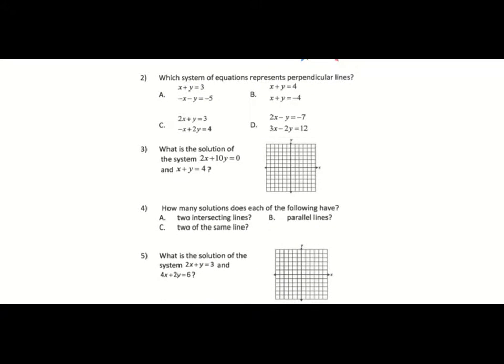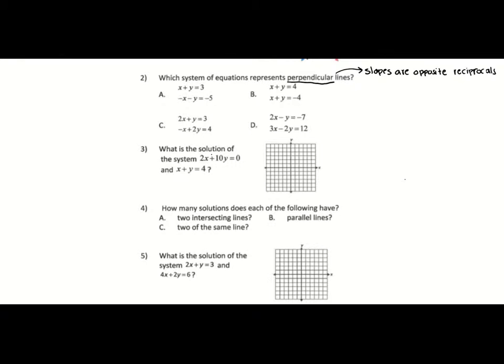Okay, number 2 asks which system of equations represents perpendicular lines. Remember, perpendicular means our slopes have to be opposite reciprocals. Okay? So if we look at these equations, we are going to have to solve them for y to get what our slope is.